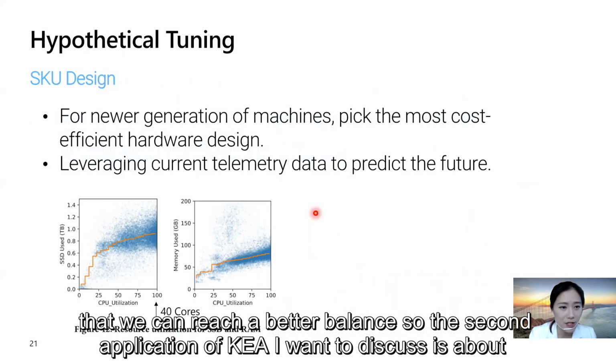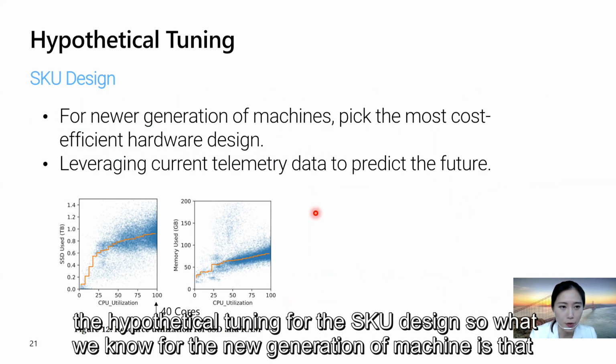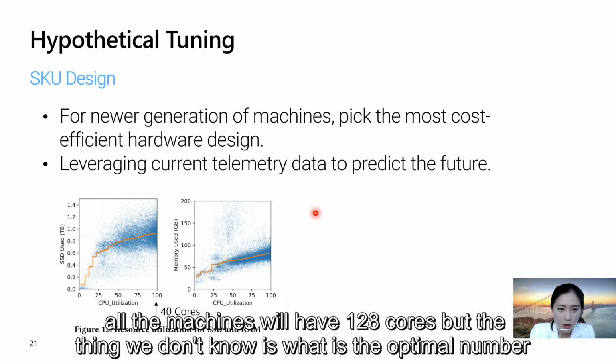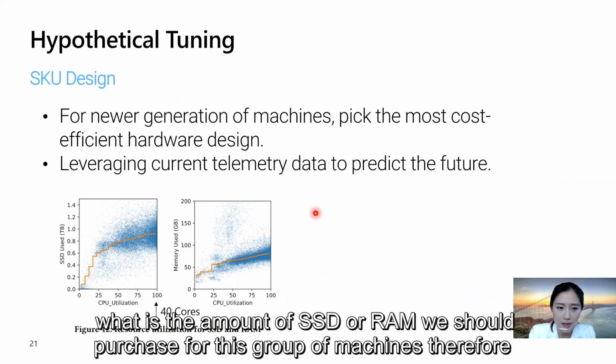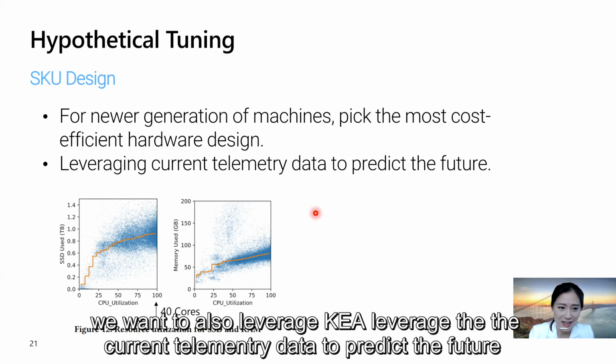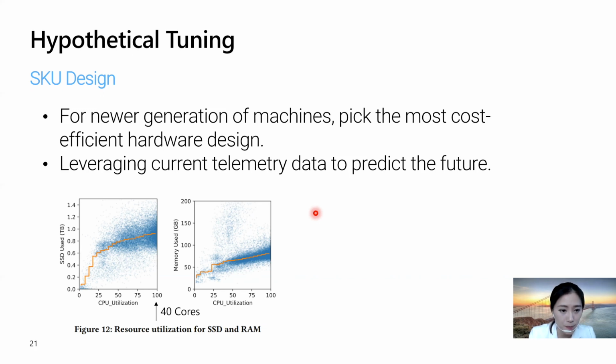So the second application of KEA I want to discuss is about the hypothetical tuning for the SKU design. What we know for the new generation of machine is that all the machines will have 128 cores. But what we don't know is the optimal amount of SSD or RAM we should purchase for this group of machines. Therefore, we also want to leverage KEA and the current telemetry data to predict the future.